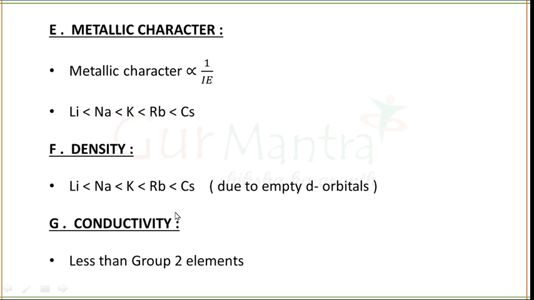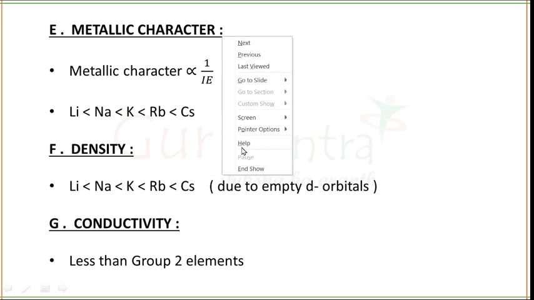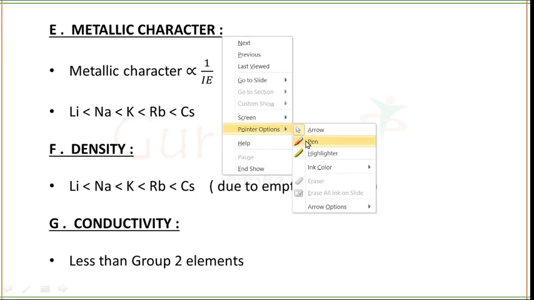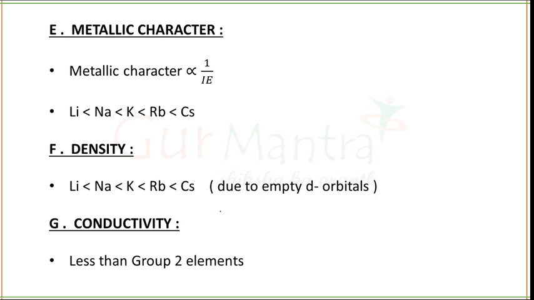Increasing order of density will be: the increasing order of density will follow this trend, that is lithium, then potassium, then sodium, then rubidium, and then cesium.